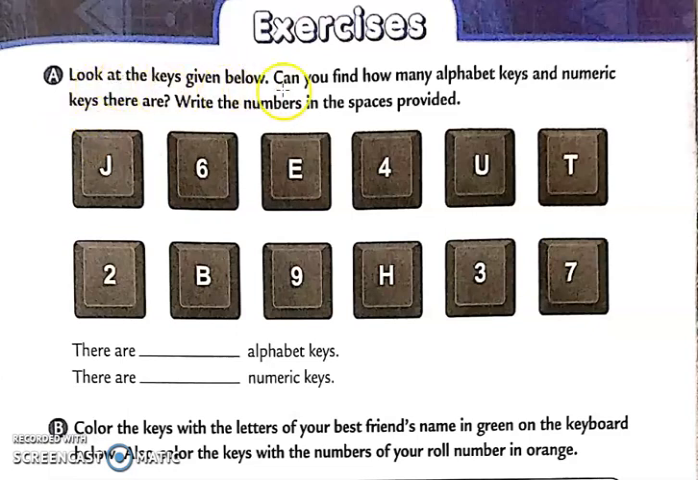Look at the keys given below. Can you find how many alphabet keys and numeric keys are there? Write the numbers in the spaces provided. Now see here, keys of the keyboard are given. We have to find how many alphabet keys are there and how many numeric keys, that is, how many number keys are there. So let us count.